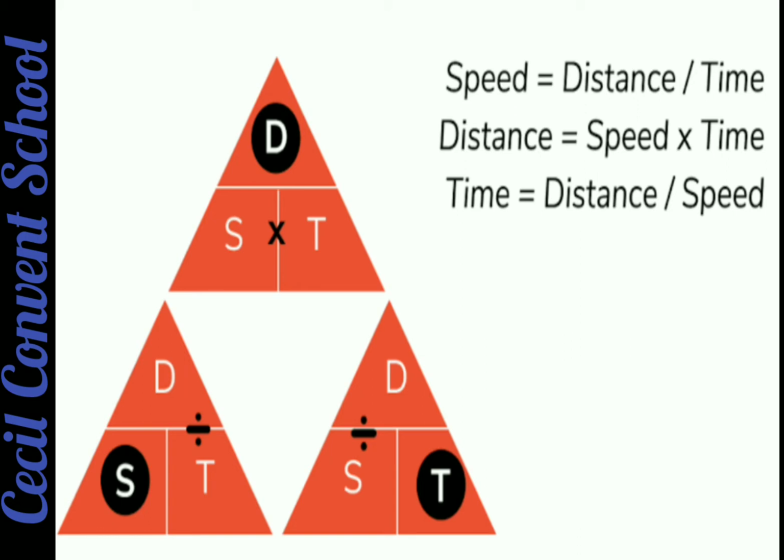And students, for finding the distance, what do I have to do? Speed into time. Clear? So there are some formulas. Speed is equal to distance upon time, distance is equal to speed into time, and time is equal to distance upon speed. These three formulas you must learn, because on the basis of these three formulas we will do the exercise. Clear?